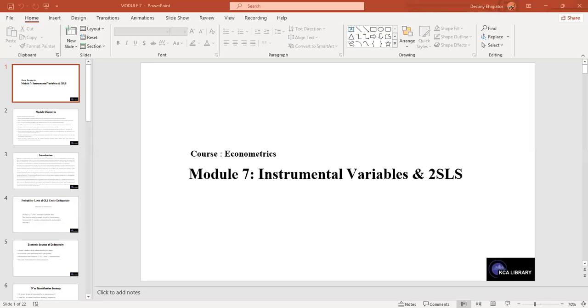We are about to discuss econometrics. Today, we'll be discussing module 7, which is instrumental variables and 2SLS.